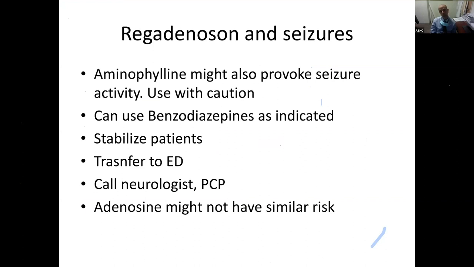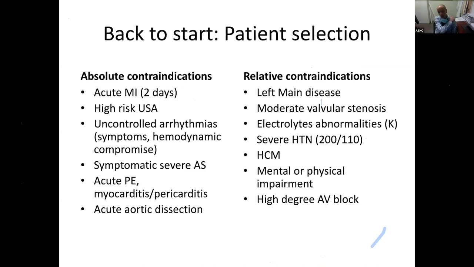So with regadenoson and seizures, aminophylline might also provoke seizure activity, so we don't use it routinely if we have that. What you would need to do is manage the seizure as you would any kind of seizure, so benzos are the first line. You want to stabilize the patient, transfer to the emergency room, and call the neurologist or the PCP appropriately. It is possible that adenosine might have a similar risk to regadenoson, but at this point it is unclear.